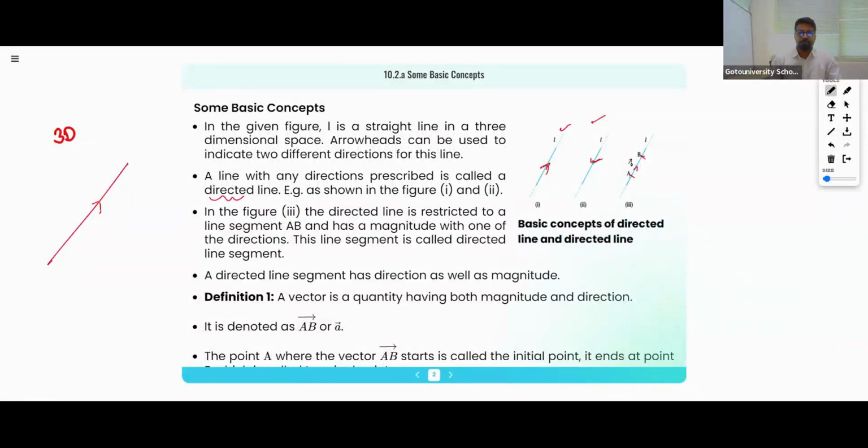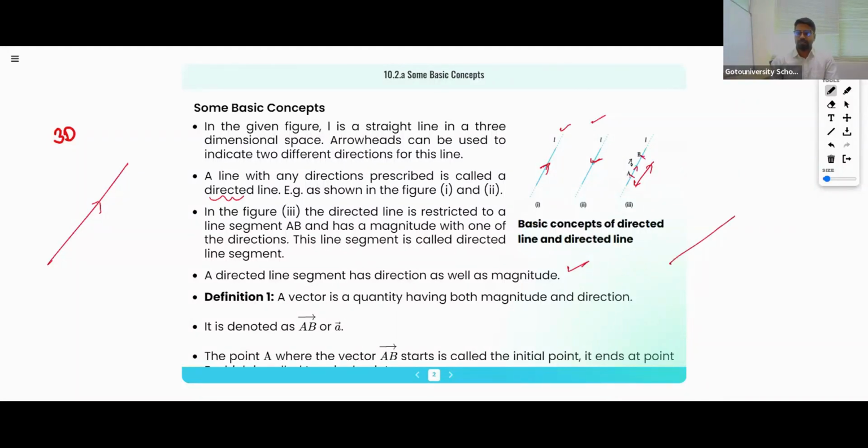Whereas in figure 3, the directed line is restricted to a line segment AB and has a particular magnitude. The length of this line segment is the magnitude of this directed line. And it also has a direction. So that directed line segment has a direction as well as a magnitude. Okay, so that's where we give a definition now. The definition of a vector says a vector is a quantity having both a magnitude and direction.